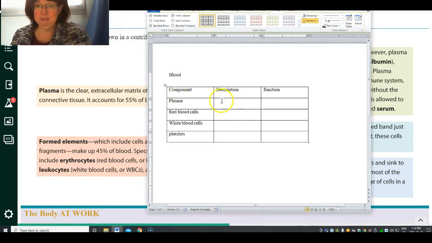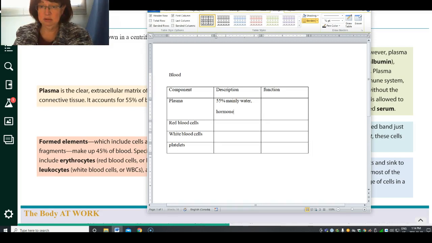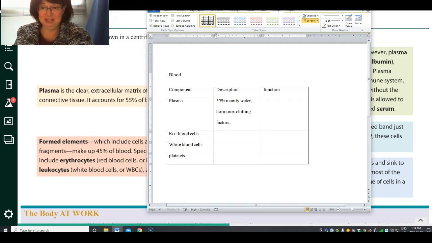So our component is plasma. What is it? 55% of your blood. And it is mainly water. But it also has the hormones, clotting factors, electrolytes. Good.